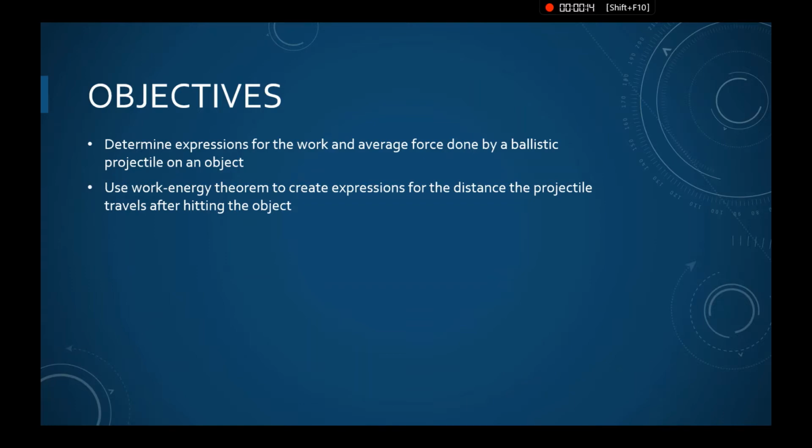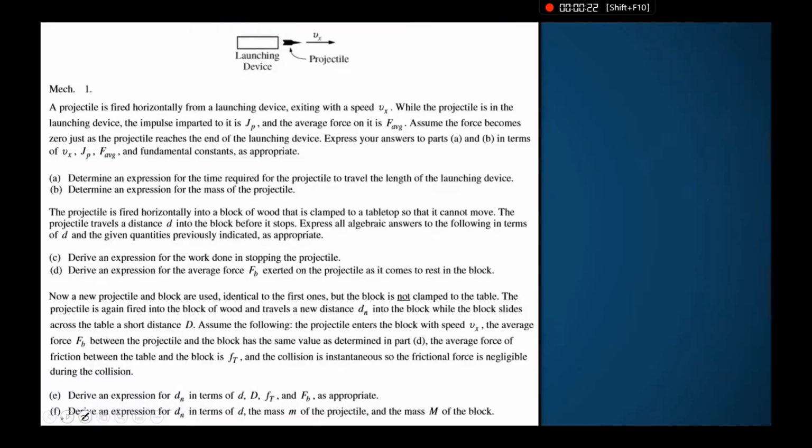So objectives are to create expressions for work and average force done by a ballistic projectile on an object, and then use the work-energy theorem to create expressions for the distance that the projectile travels after hitting the object, which would look like this. Okay, so we've got our projectile that we're launching from this device.